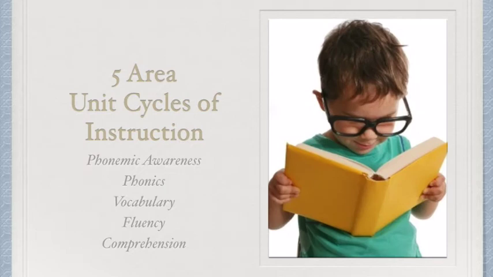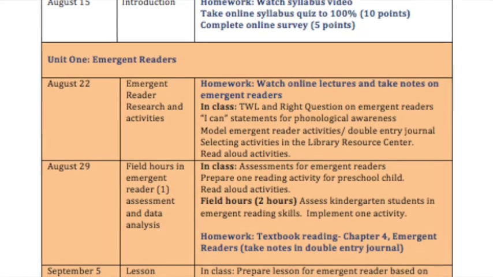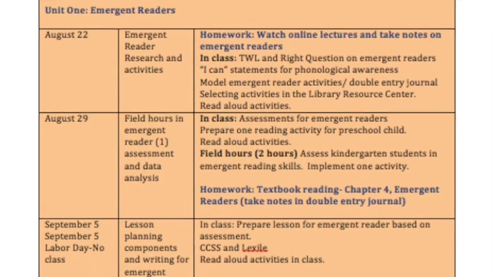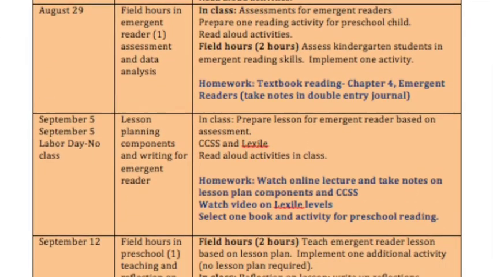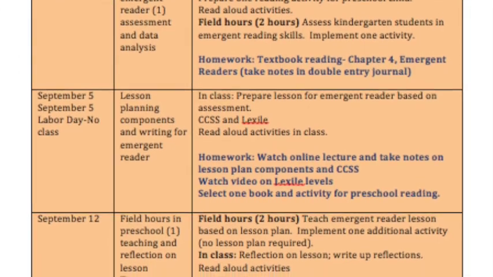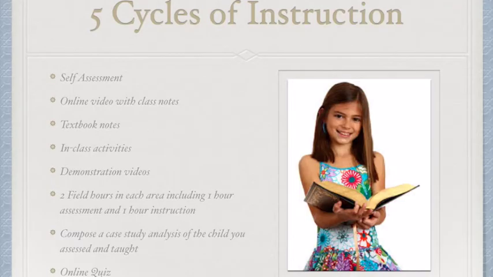The content in this course has been divided into what is often called the 5 core areas of reading. They include phonemic awareness, phonics, vocabulary, fluency, and comprehension. This would be a good time for you to look at the course syllabus, specifically the colorful course calendar that I've inserted.